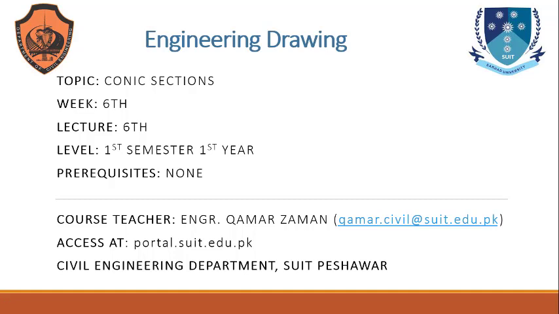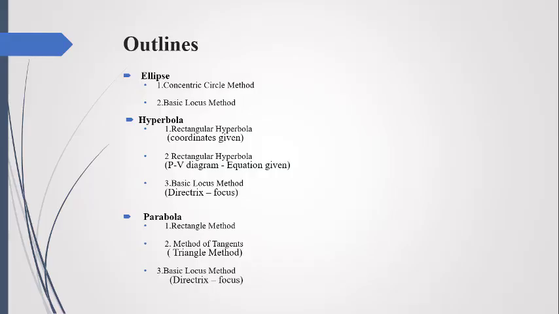Coming towards the main topics, mainly we will see here conic sections and the sub parts of this lecture. First of all, we will see the outlines of this lecture. In the outlines, there are three main topics. The first one is ellipse, the second one is hyperbola, and the third one is parabola. We will see the construction methods of these three shapes, that is ellipse, hyperbola, and parabola.